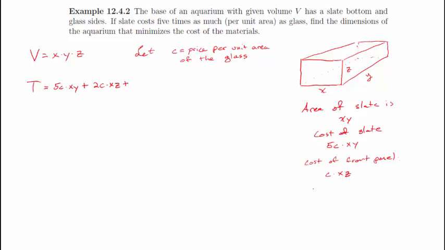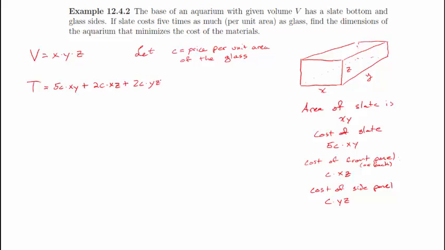Glad I caught that. I'm used to having a classroom of students to catch all of my mistakes. So lastly, we have the cost of the side panels. And that's made of glass, so c times yz. And we have 2 of those again, so 2c times yz. So here is my total cost.